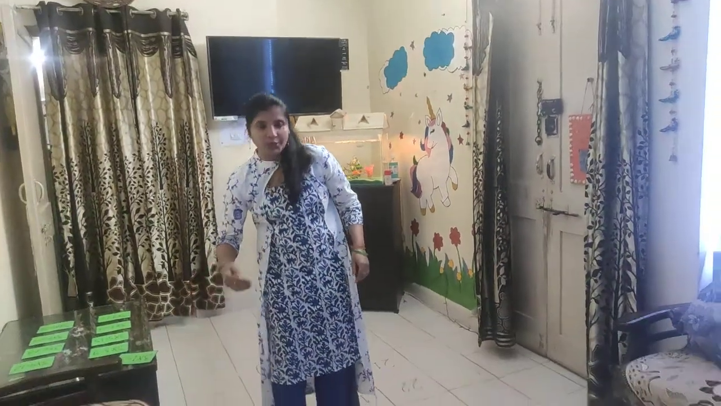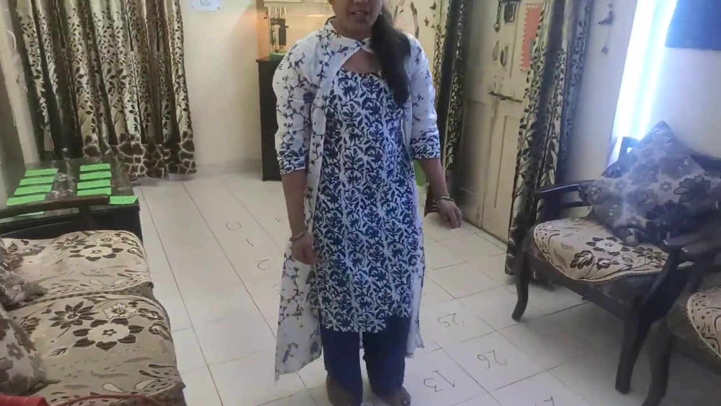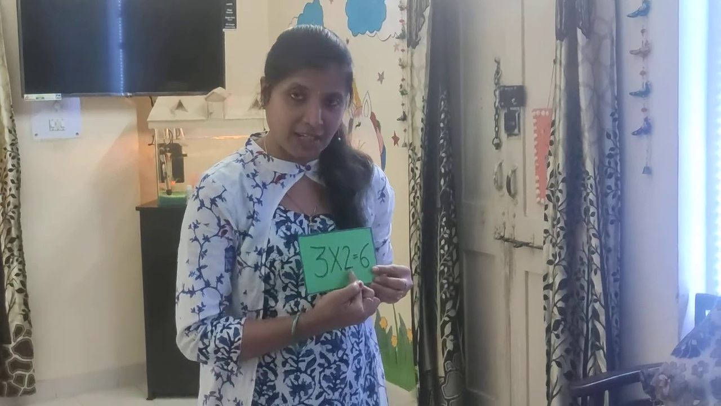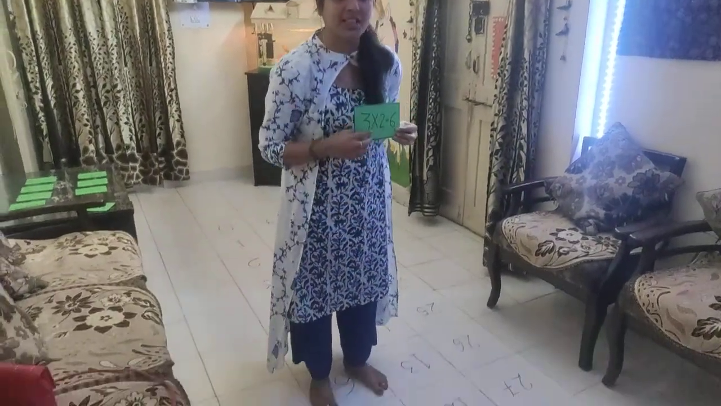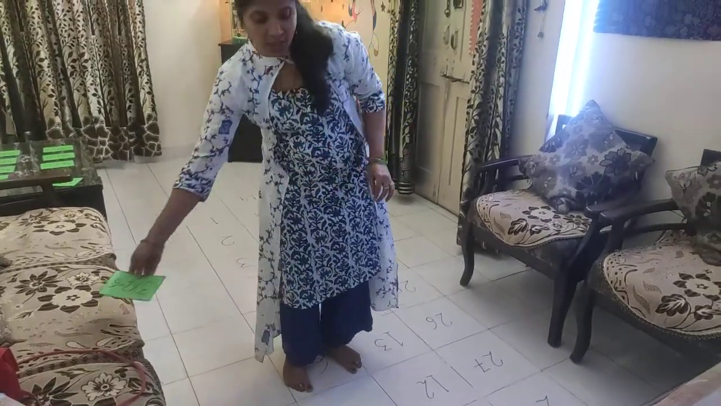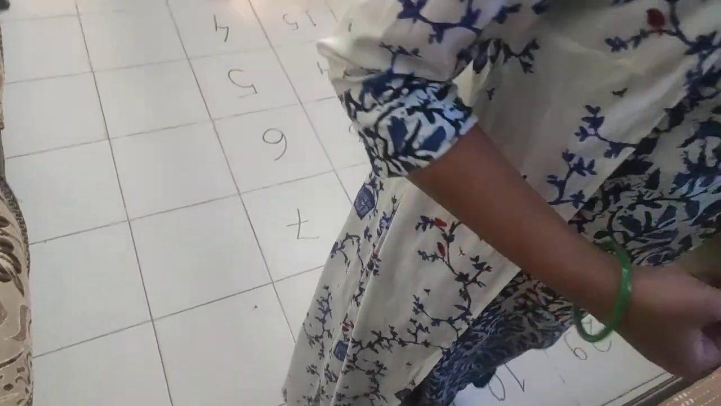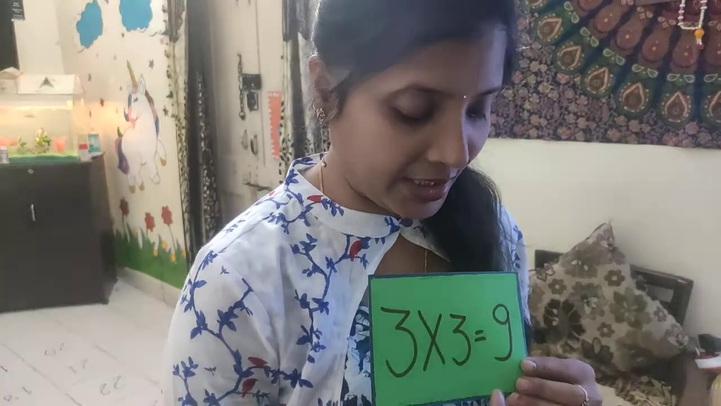Now I am going to jump 3 steps another time. So at the second time I am at 6. Now we jump 3 steps 2 times. 3 into 2, we get 6. Look, I am at 6. Now I am going to jump 3 steps again. So here I am, 3 steps 3 times, so I get 3 into 3, 9.